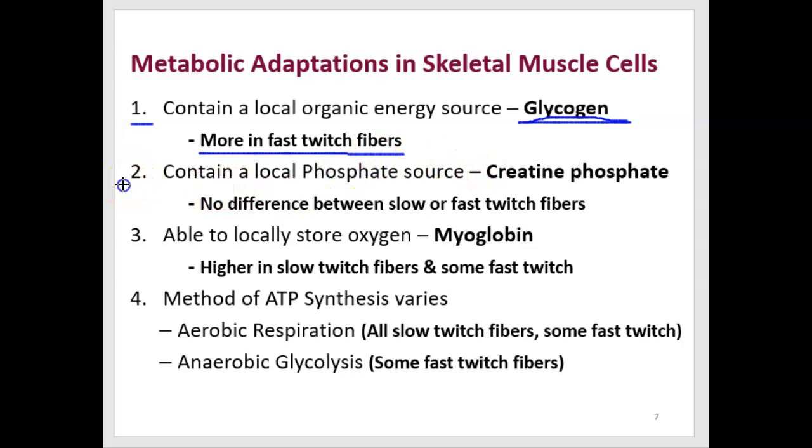So another adaptation in skeletal muscle cells is a local source of phosphate. This compound is called creatine phosphate. It turns out that all muscle cells have about the same amount of creatine phosphate. So that's not going to be any different between fast and slow twitch fibers.